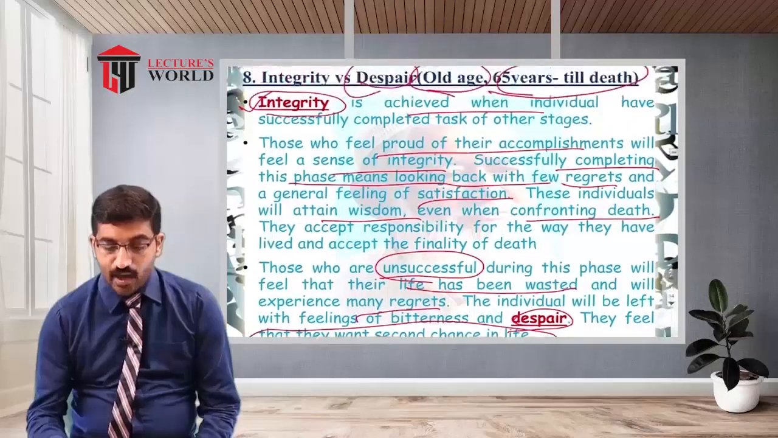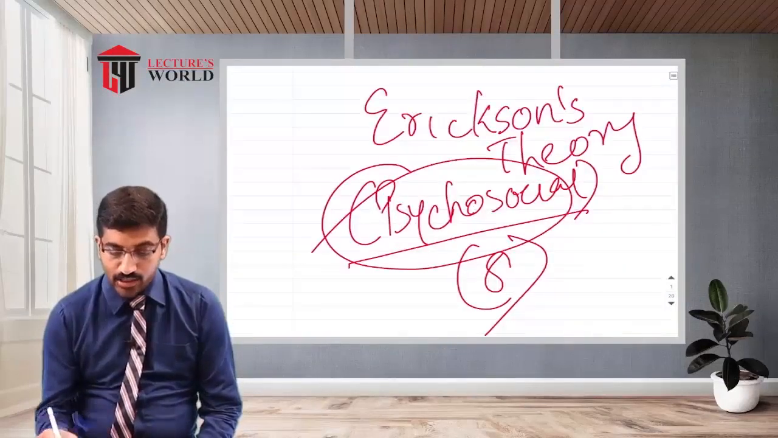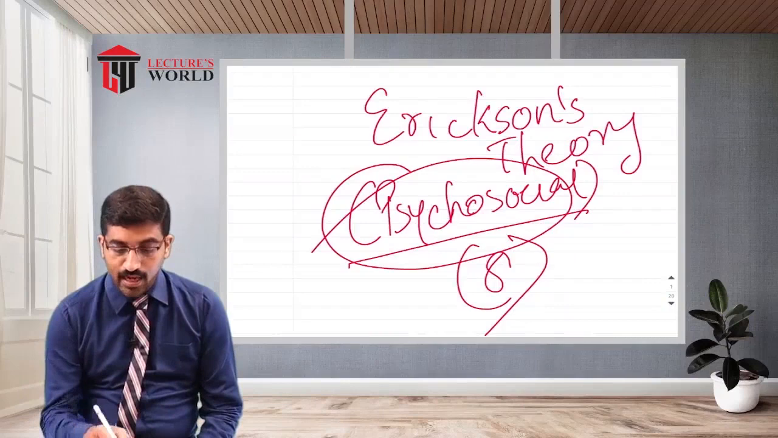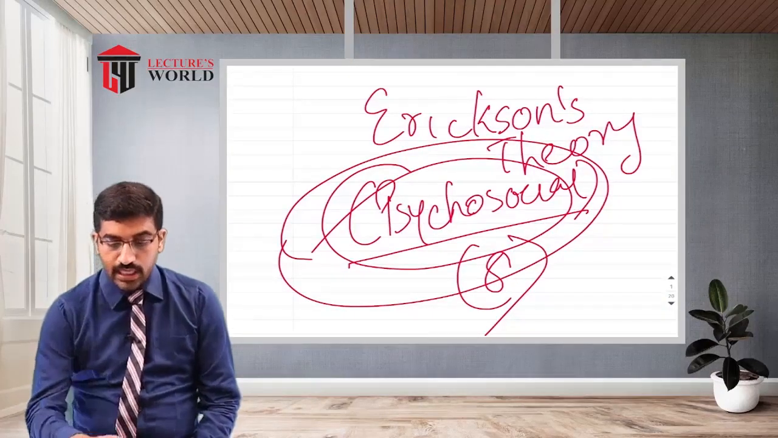So this is about integrity versus despair. Overall, this is about the psychosocial theory given by Erikson. So Erikson's theory is very important. For a short note also it can come.